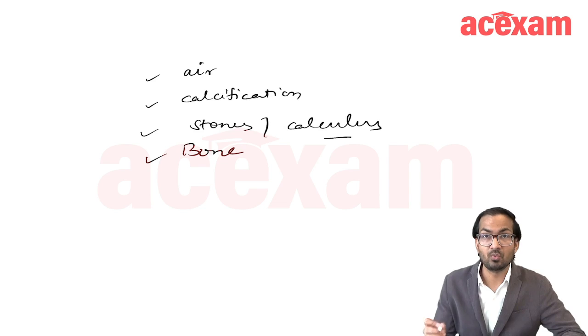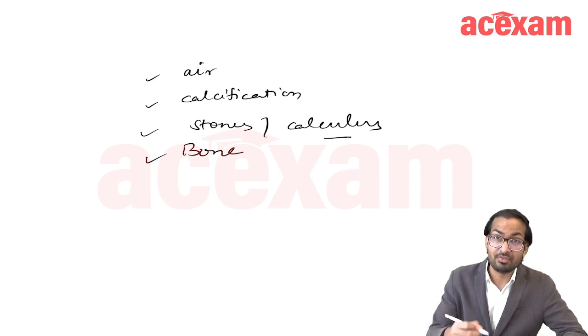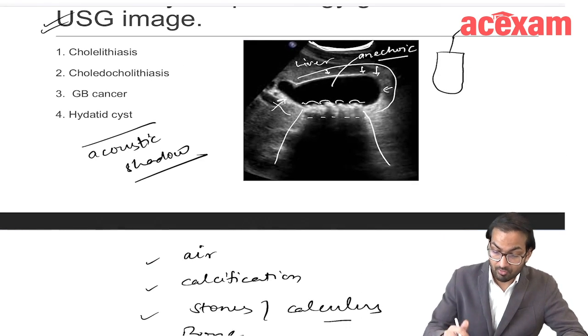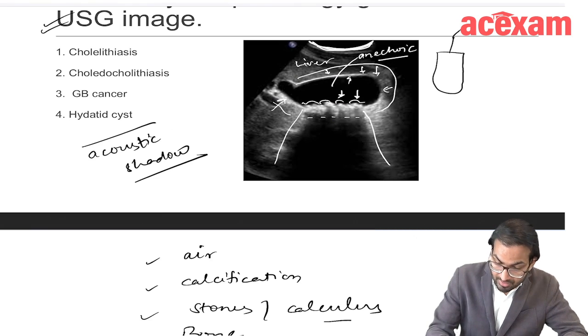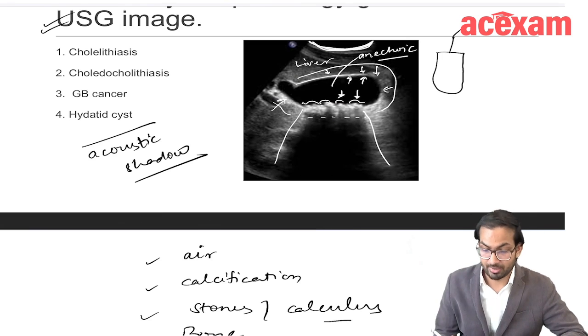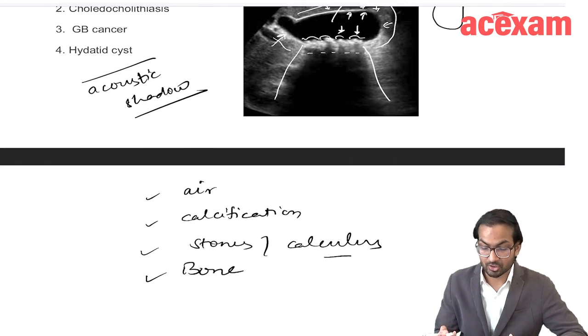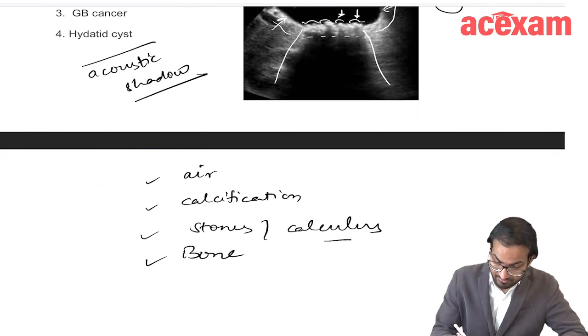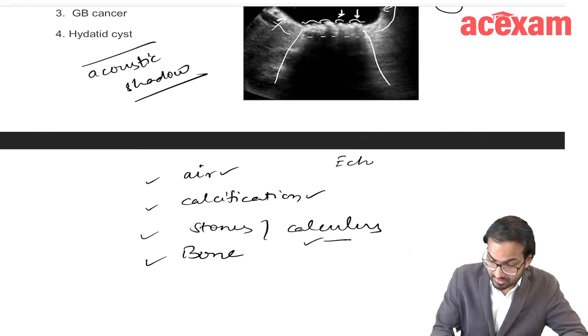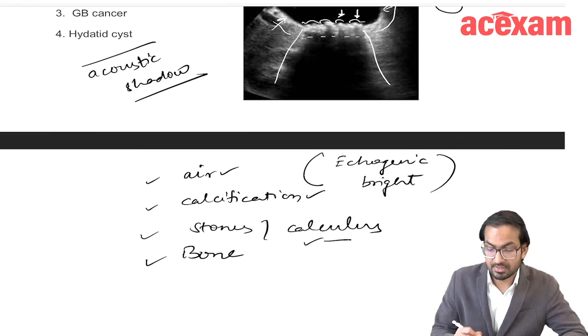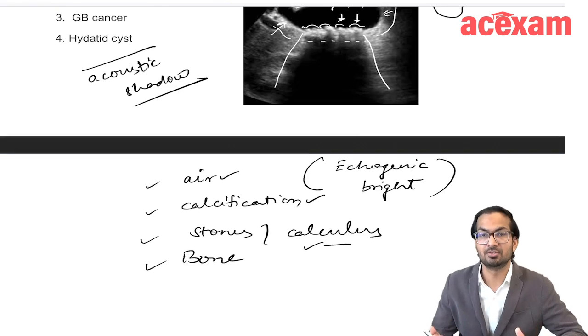Based on this, if air were there, it would be in the non-dependent part. However, what we see is in the dependent part of the gallbladder. It is not in the non-dependent part. Air would have been along this other portion of the gallbladder. So it is something dependent in the gallbladder. What is the commonest thing which we see dependent and which is echogenic? Air, calcification, stones: these all are echogenic. What do we mean by echogenic? Echogenic is nothing but bright. So on ultrasound, these things are echogenic and bright and show a distal acoustic shadow.